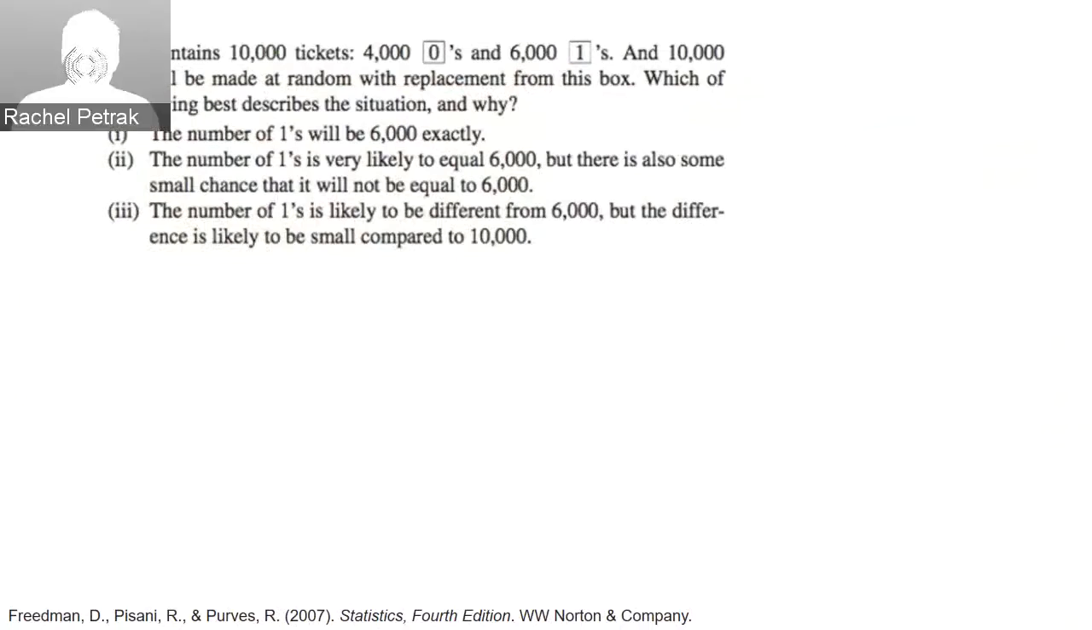In the first problem, we have a box that contains 10,000 tickets, 4,000 zeros, 6,000 ones, and 10,000 draws will be made at random with replacement from this box. Which best describes the situation and why? Do we expect 1, 2, or 3? I'm going to let you vote.